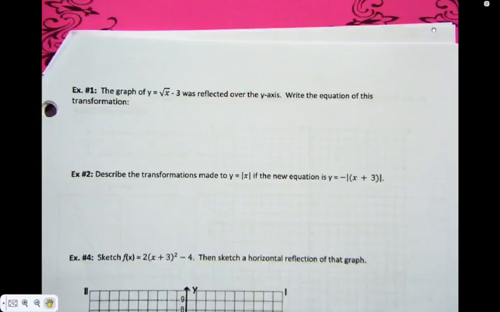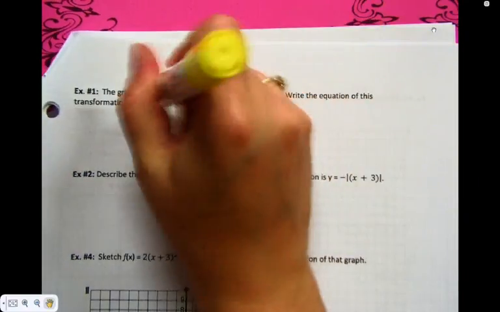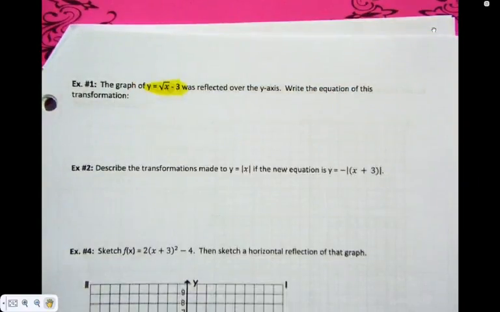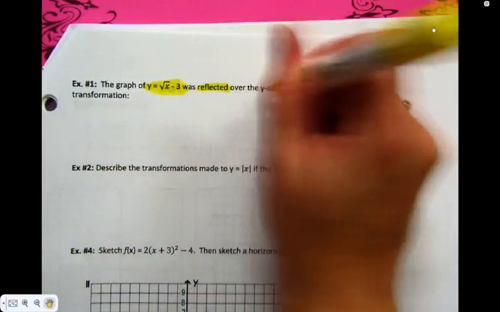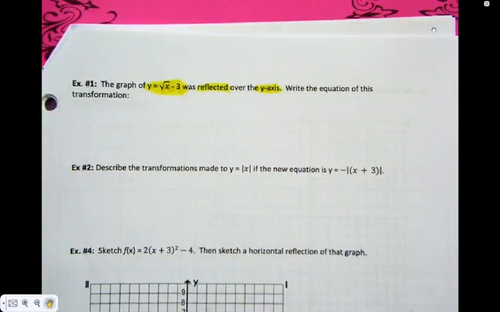The graph of y equal to x squared, x minus 3, was reflected over the y-axis. Write the equation of this transformation. Keywords. What would you like to highlight? The equation. Reflected y-axis. Write the equation.